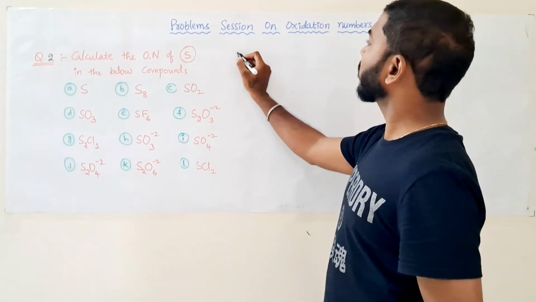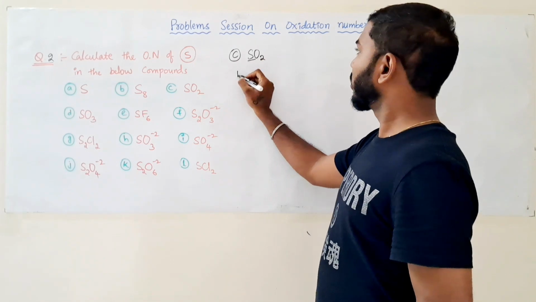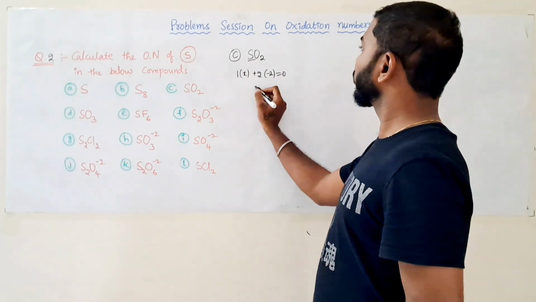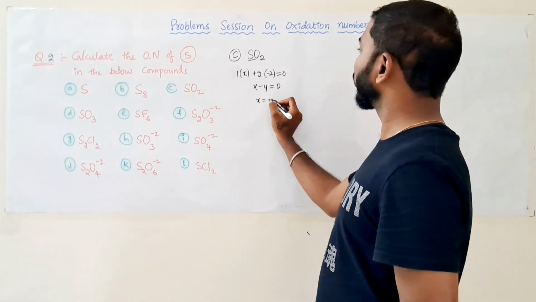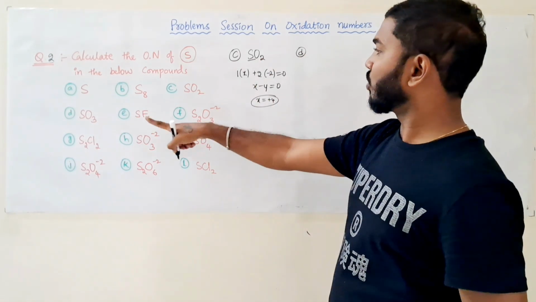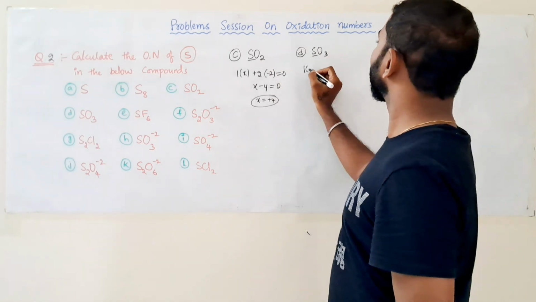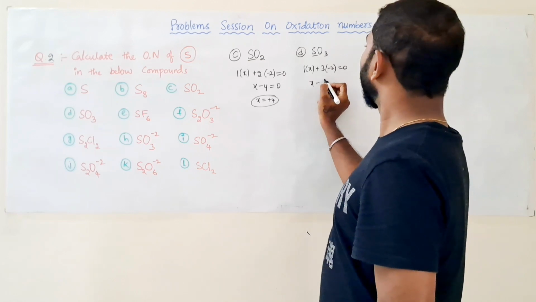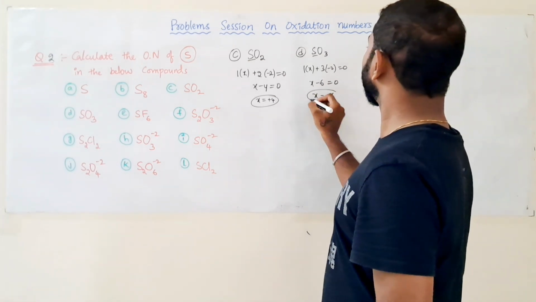That is the oxidation number of sulfur in SO2. So it is 1 into X plus 2 into minus 2 is equal to 0. Then X minus 4 equal to 0. The value is going to come out as plus 4. And then next, if we move to SO3, that is sulfur trioxide, similar to this, 1 into X plus 3 into minus 2 is equal to 0. X minus 6 equal to 0. Then X is coming out as plus 6.